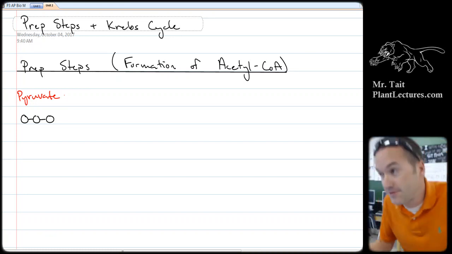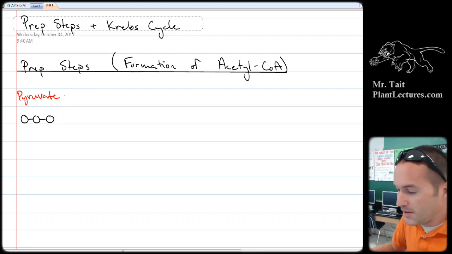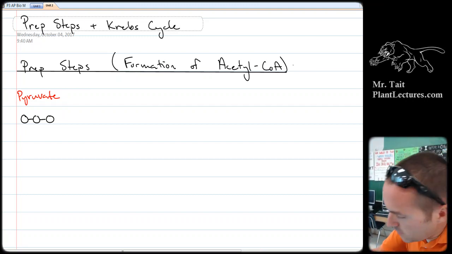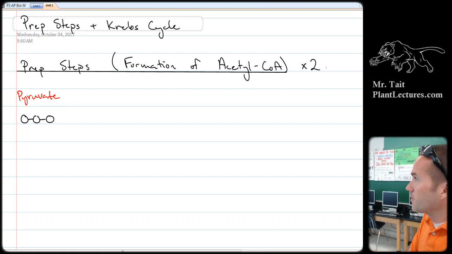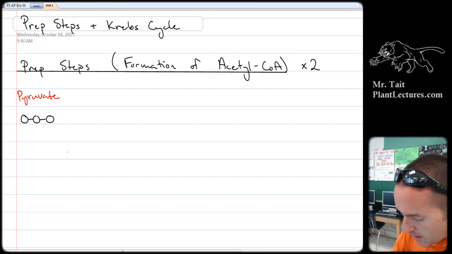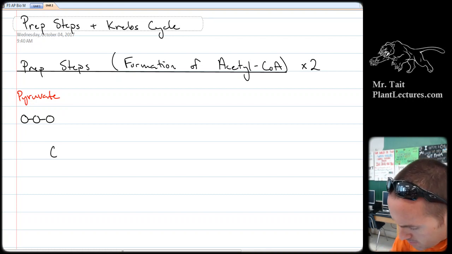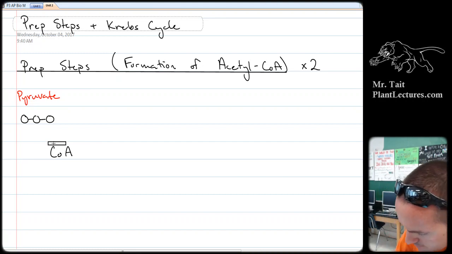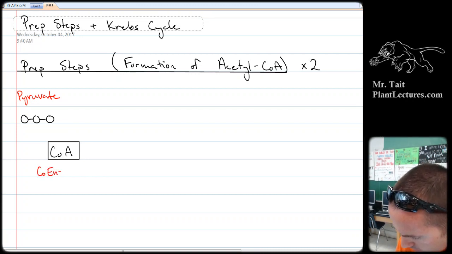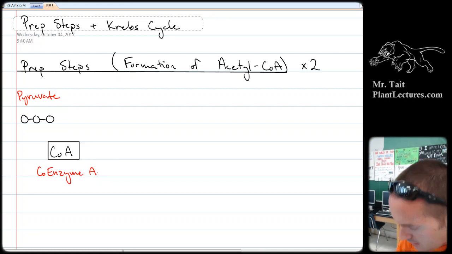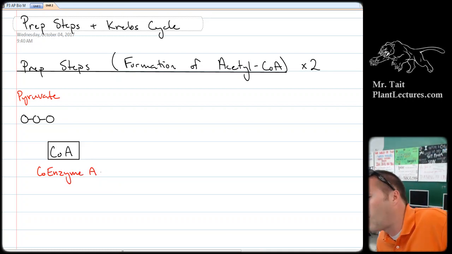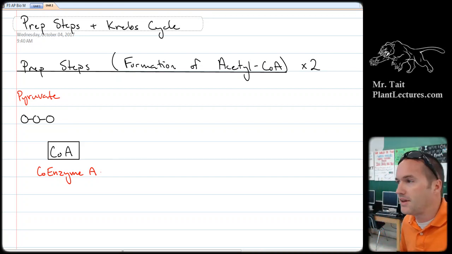And how many pyruvates did we produce in glycolysis? That means that we are going to go through this stage 2 times. Okay? So pyruvate is going to combine with coenzyme A, which we are going to abbreviate CoA like this. Coenzyme A is a large molecule. It's a large protein. And it's a coenzyme. In this case, coenzymes are allowed to be consumed in a reaction, but this one happens to not be consumed.